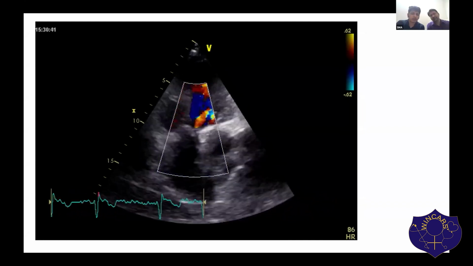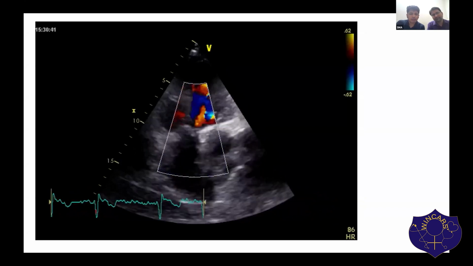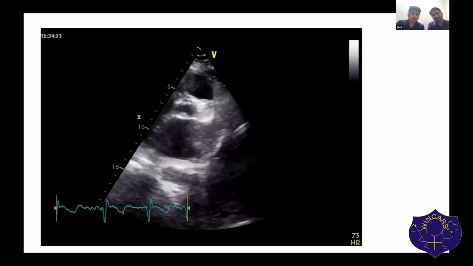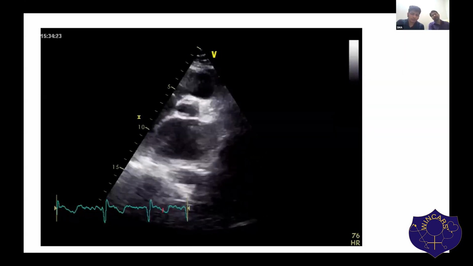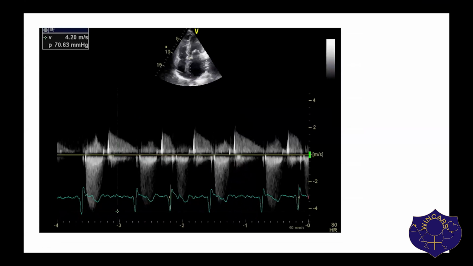There is mild AR. Tricuspid thick calcified aortic valve. Trying to look at the appendage. Aortic velocity of 4 and peak gradient of 70.